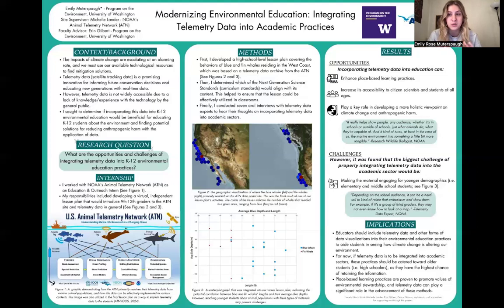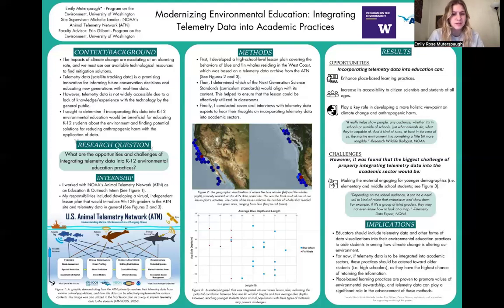Moving on to my second figure below, this is a geographic visualization of basically where the blue and fin whales prefer to reside. If you see the different colored hexagons, blue means that there are less whales in that area, and red means that there are more. And this was one of the results of the activities of the lesson plan, which basically helped to teach students how to use the ATN and really visualize these populations.